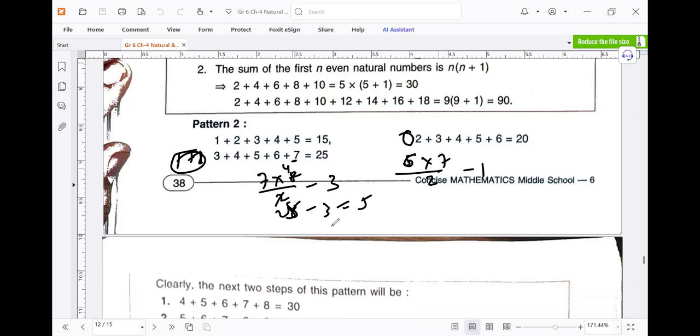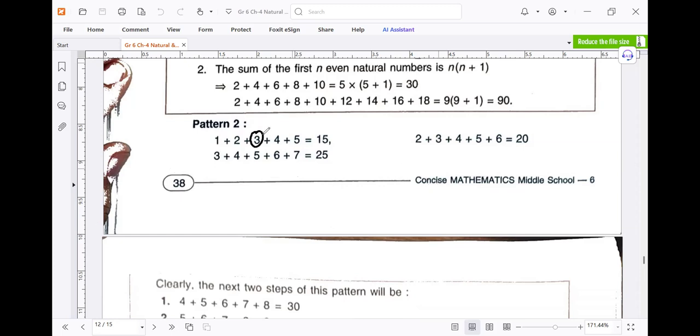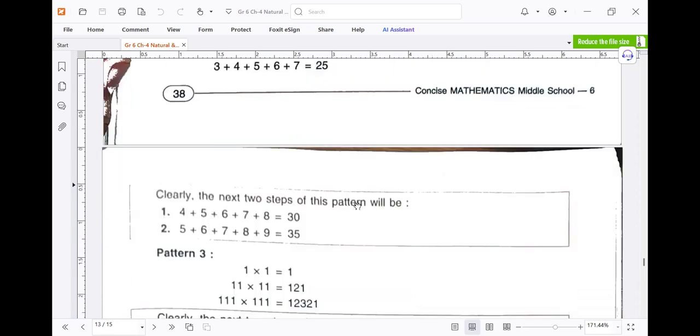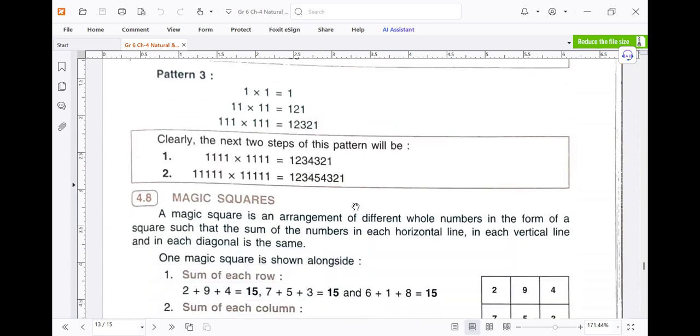Or what you can do is, because it is a sequential number, take the middle number and multiply by the number of times. Clear? Yes, sir. So if it is 7 odd numbers, when you have odd patterns, take the middle number and multiply with the number of terms. You get this, right? Clear?